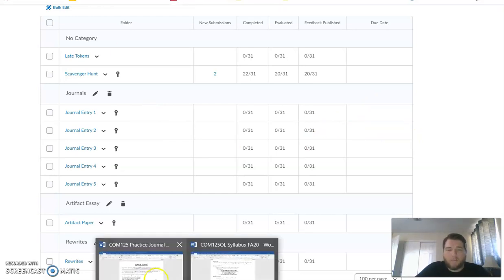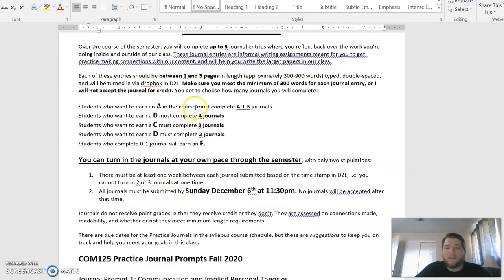The reason why is because you get to turn these in at your pace over the entire semester. And the reason why is because I like to leave you the opportunity to manage your time in the way that is best for you. So you can turn them in at your own pace with 2 stipulations. 1, there needs to be at least 1 week between each journal submitted, okay, in D2L.